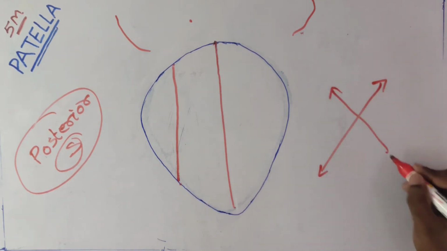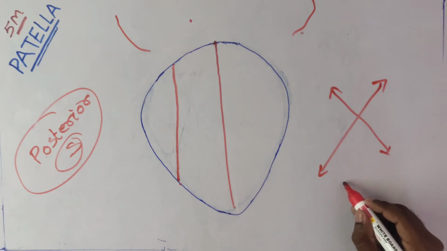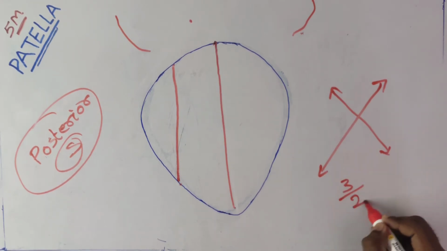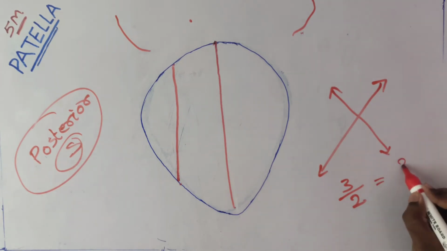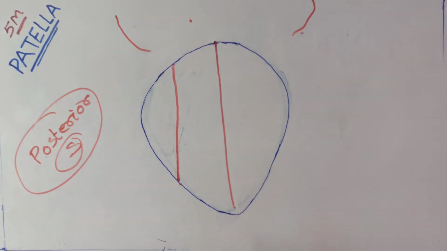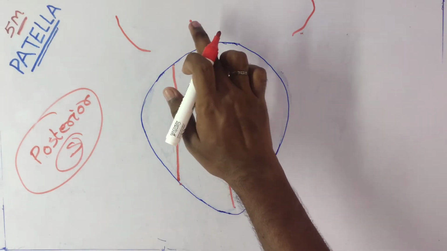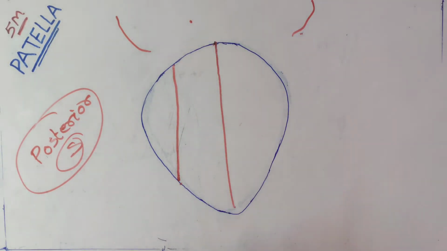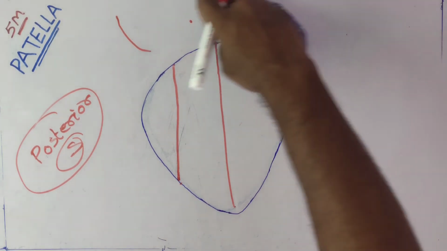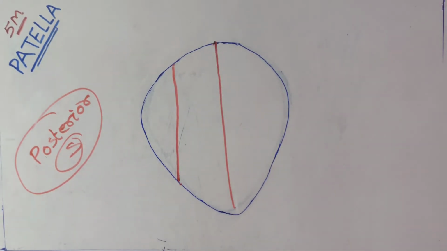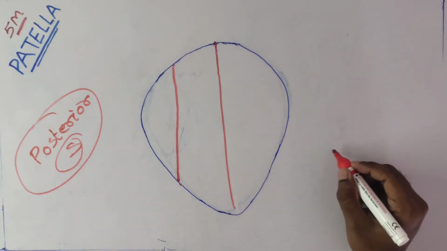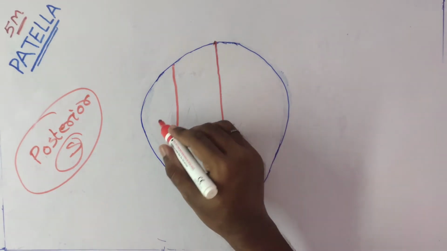For example, in mathematics, if it is 3/2, its reciprocal is 2/3, understood? Crisscross method. This strip articulates reciprocally with the strip of the femur, that means at the intercondylar notch of the femur during full flexion. This strip attaches with the intercondylar fossa of the femur during full flexion.